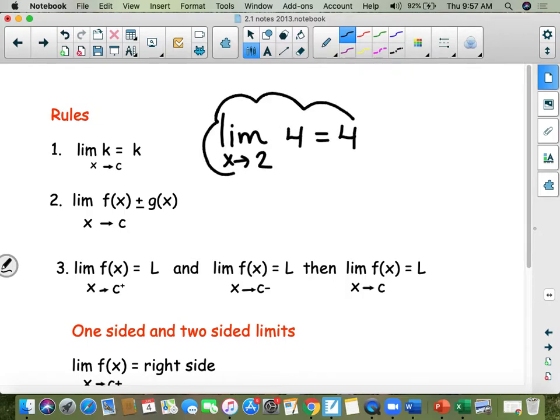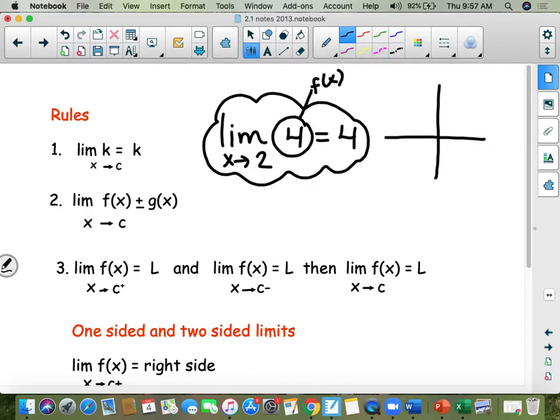How's that? I'll just show you graphically so that you understand. This is the f of x function, and the f of x function is y equals 4. If y is equal to 4, it's a horizontal line at 4. As x is approaching 2, here's 2. What's the intended y value? The intended y value is 4.